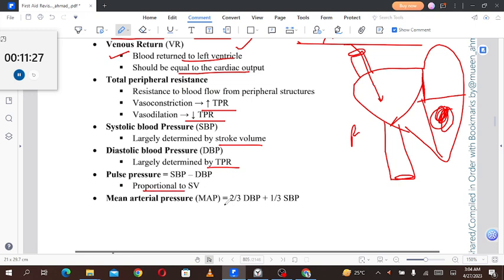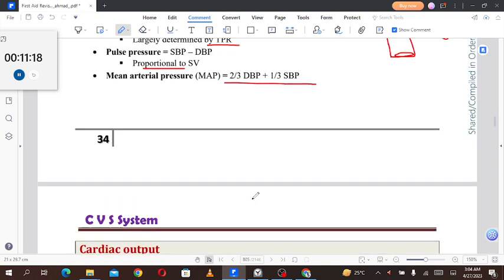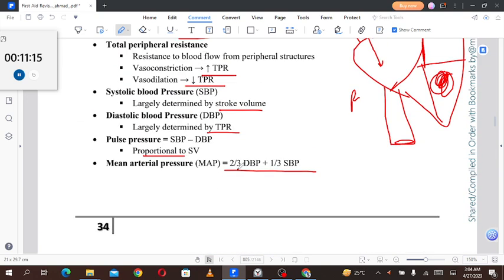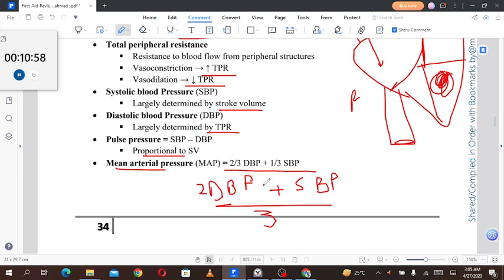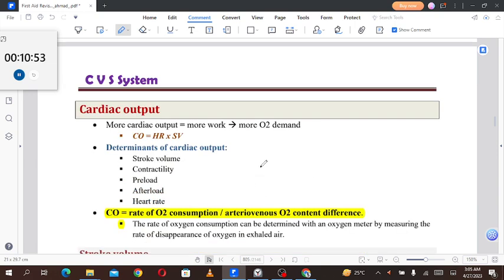Mean arterial pressure is equal to 2/3 of the diastolic blood pressure plus 1/3 systolic blood pressure. So you may say the mean arterial pressure is equal to 2 times diastolic blood pressure plus systolic blood pressure, over 3. I don't know where the equation is coming from, but this is the equation for the mean arterial pressure: 2 diastolic blood pressure plus systolic blood pressure over 3, or 2/3 of diastolic blood pressure plus 1/3 systolic blood pressure.